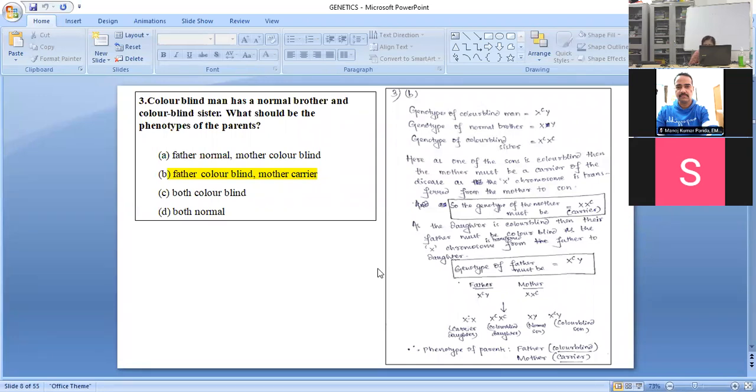So the carrier expression is X and X colorblind. As the daughter is colorblind, her father must be colorblind, because if the mother is a carrier, her father must be colorblind, as the X chromosome from the father to the daughter comes from him. The genotype of the X chromosome from a mother will come to the son. So again, the father's genotype must be carrier. Sorry, it's a colorblind X and a normal Y.